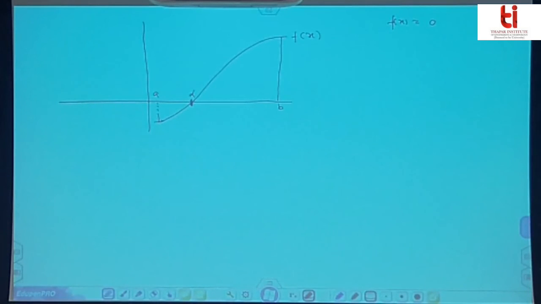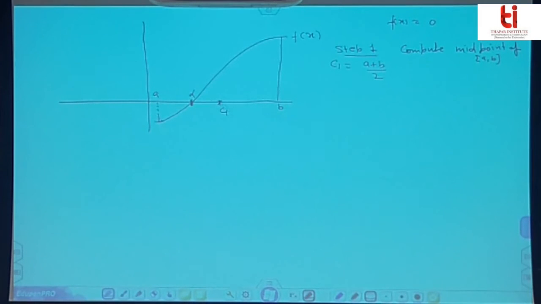So what we do first, we'll divide this interval AB into half. First we'll find the midpoint of the interval AB. Let us suppose the midpoint of the interval is C1. This C1 is A plus B upon 2. So the first step of the bisection method is to compute the midpoint of the interval AB.